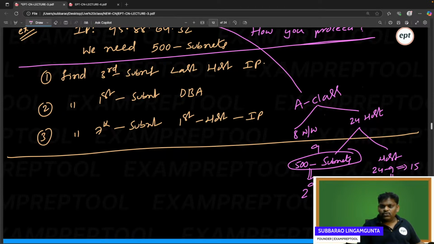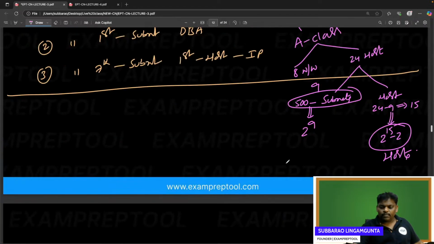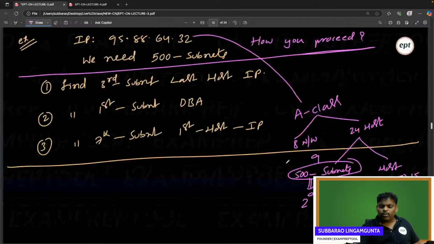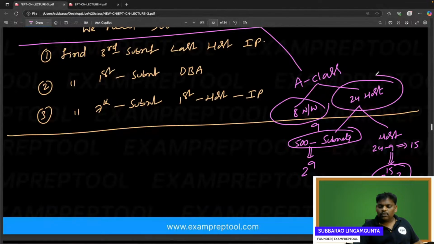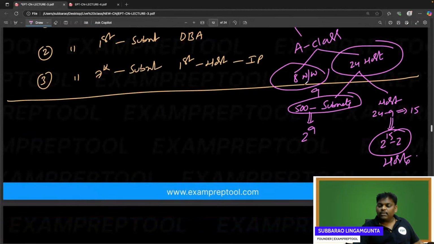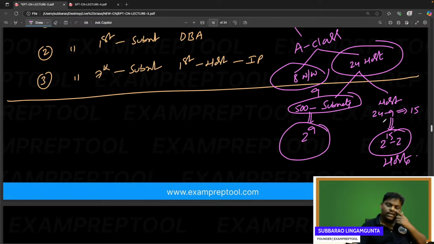I hope everyone is clear. So by seeing the problem, I can say A class. A class means 8 bits for the network, 24 bits for the host. But subnetting means you have to borrow from the host part. For subnet purpose, 500 subnets, 9 bits required, 2 power 9, 512 subnets possible. For host, 24 minus 9, 15 bits, 2 power 15 minus 2 hosts possible.